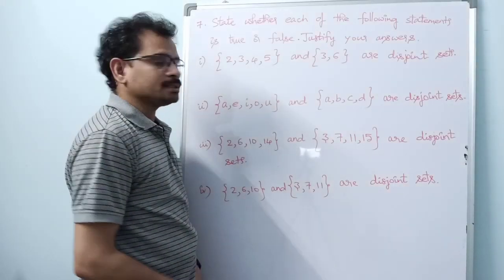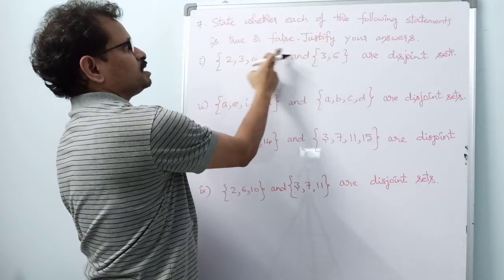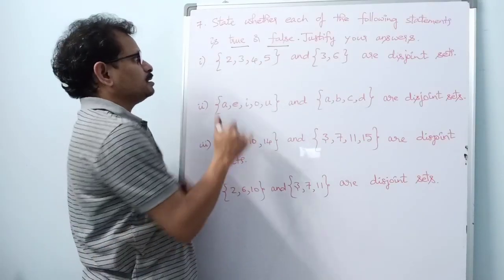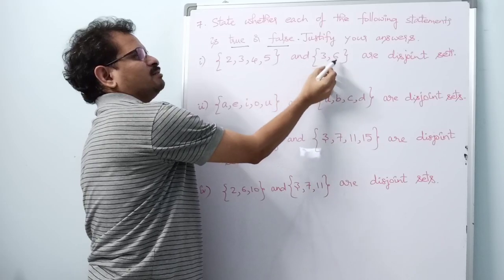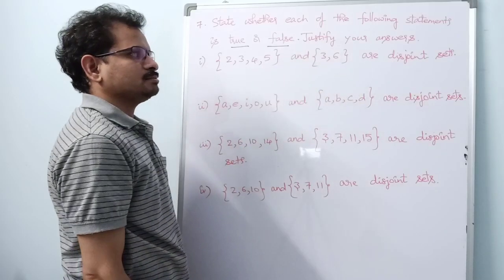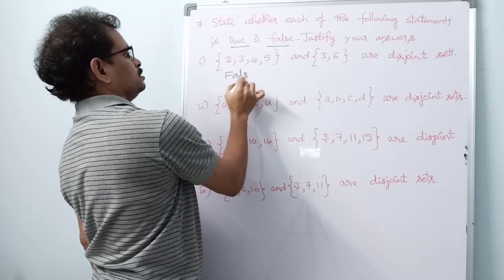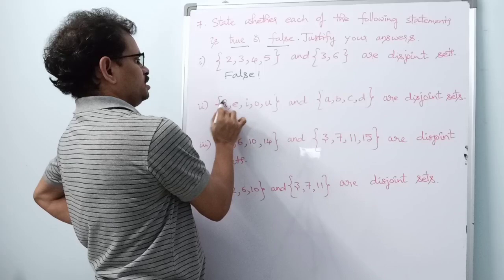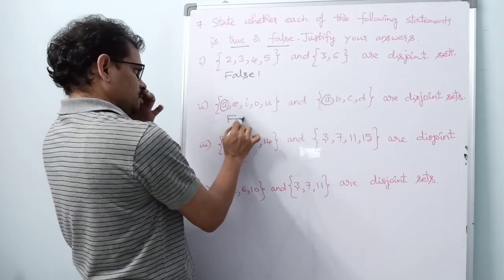The last question is question number 7. State whether each of the following statements is true or false. Justify your answers. First one is set 2, 3, 4, 5 and set 3, 6. These are disjoint sets. True or false? 3 is common, so this is false. And what about this one? A, E, I, O, U and A, B, C, D. See here, A is there, A is common. So this is also false.